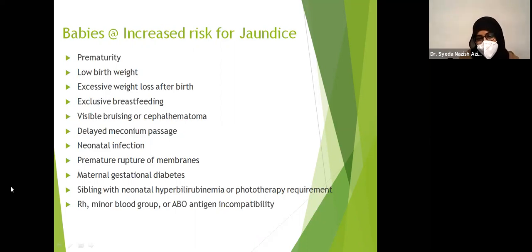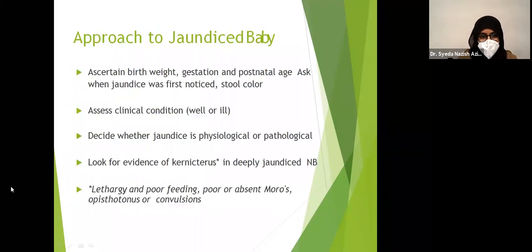Maternal gestational diabetes, through various mechanisms, can increase risk of jaundice. Anytime a baby has a sibling with history of jaundice, especially significant jaundice requiring phototherapy, puts them at high risk as well. And of course, blood group incompatibilities.